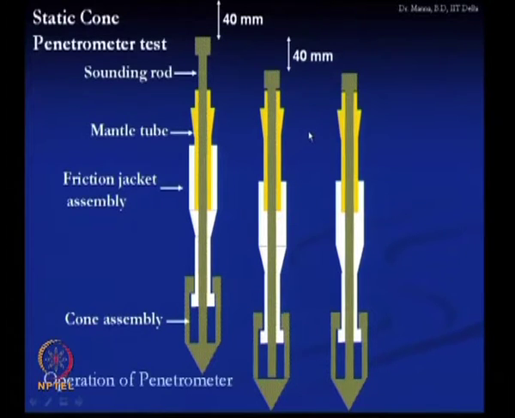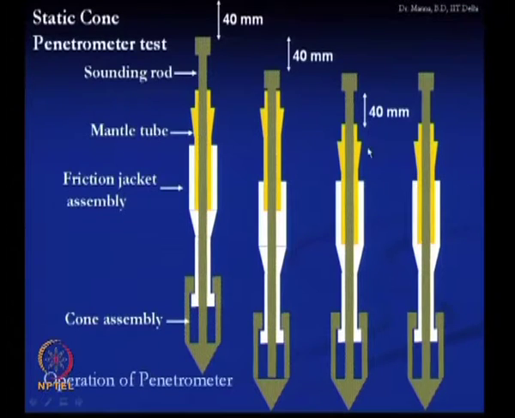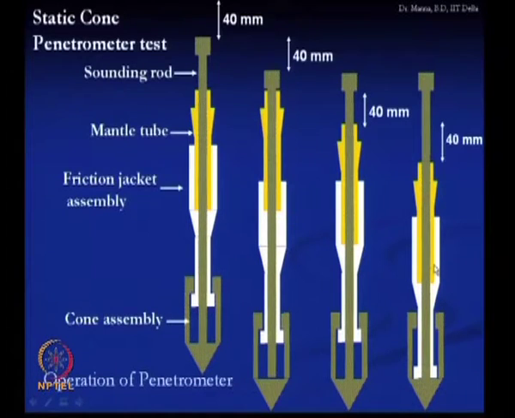Now, in the third stage, with the help of this mantle tube, it is further pushed into the soil 40 millimeter, and this is the fourth stage, where this mantle tube is further pushed into the soil with the friction jacket and brings this assembly back to the initial condition, or the first condition. So, this is the total operation of this static cone penetration test, or static cone penetrometer.